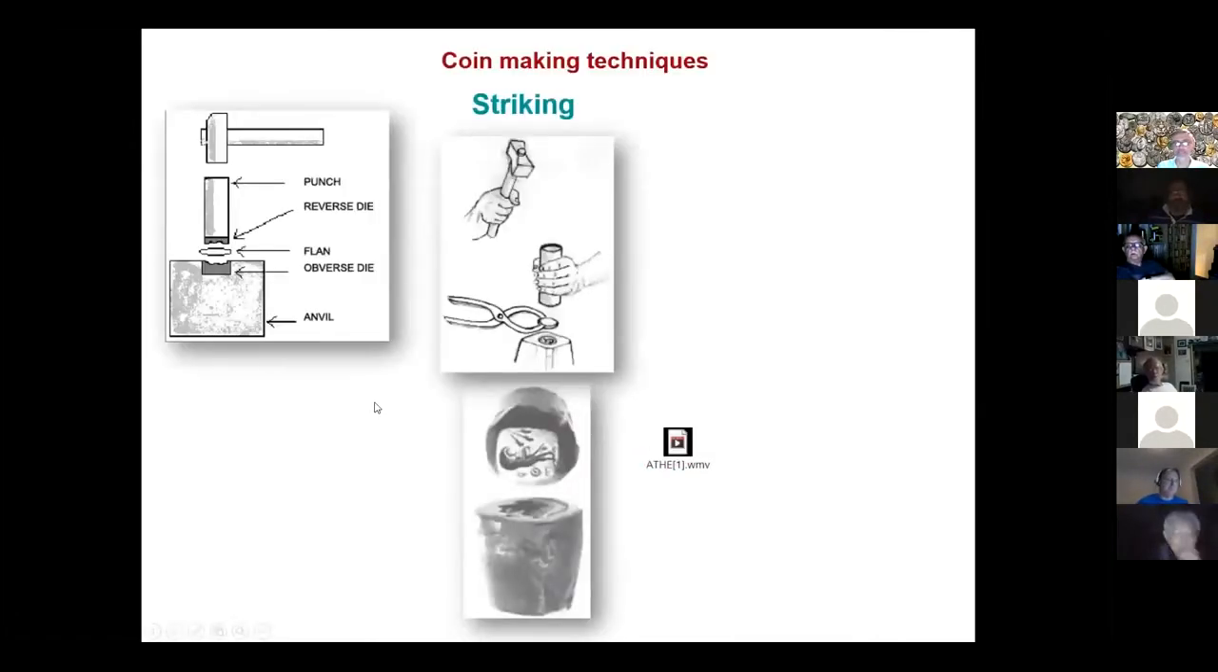Coin making techniques were not so difficult yet, even though it looks simple, it was a process that required a lot of expertise.